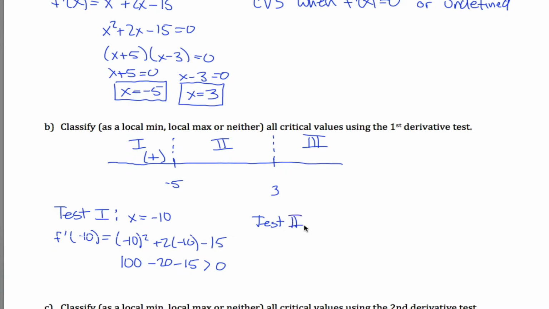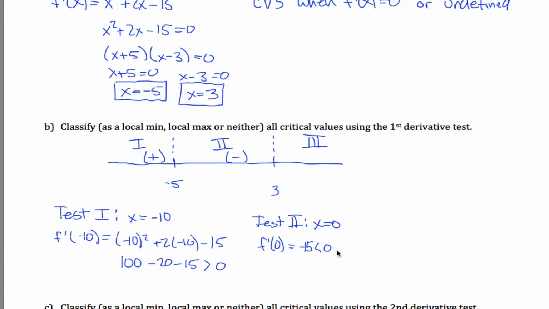What about region 2? Pick any number you want in region 2. I like x equals 0. It's usually pretty easy to test. F prime of 0, that's easy. Change all the x's into zeros, you get negative 15. And negative 15 is less than 0. So the first derivative is negative in there.